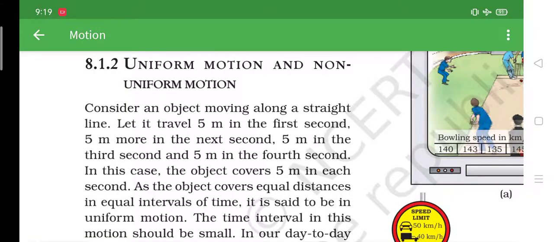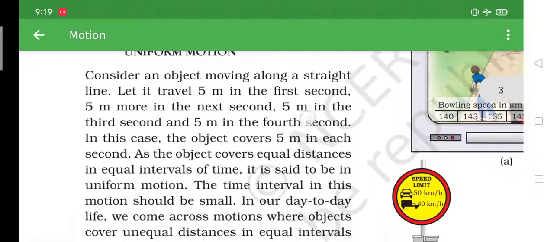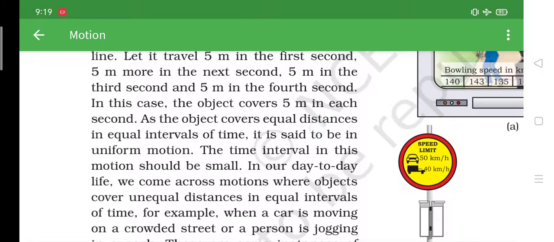Good morning, students. Today we will see in chapter 8 our next topic, which is uniform motion and non-uniform motion. Consider an object moving along a straight line. Let it travel 5 meters in the first second, 5 meters more in the next second, 5 meters more in the third second, and 5 meters in the fourth second. In this case, the object covers 5 meters in each second. As the object covers equal distance in equal interval of time, it is said to be uniform motion.